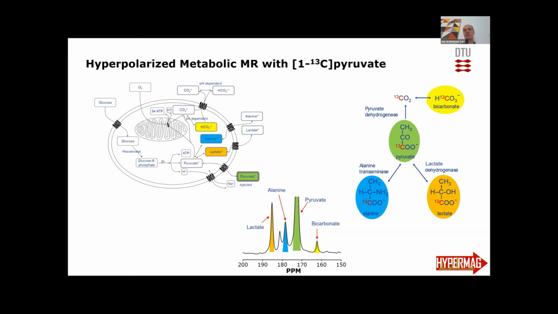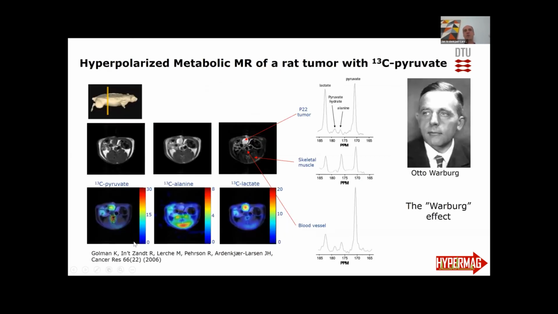So pyruvate has several fates. It can be reduced to lactate by lactate dehydrogenase. It can be transaminated to an amino acid like alanine, or it can lose its C13 label as CO2 if it goes into the Krebs cycle. So it really reports on several pivotal pathways within the biochemistry of energy metabolism. Therefore, it's also a good probe of what we call the Warburg effect.